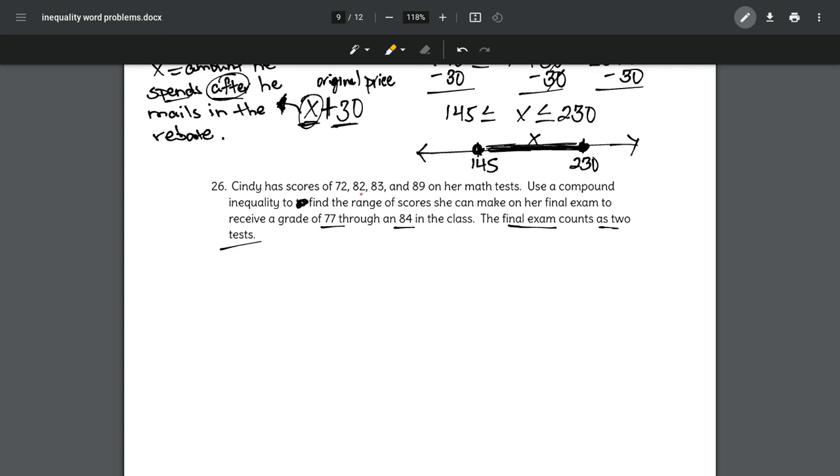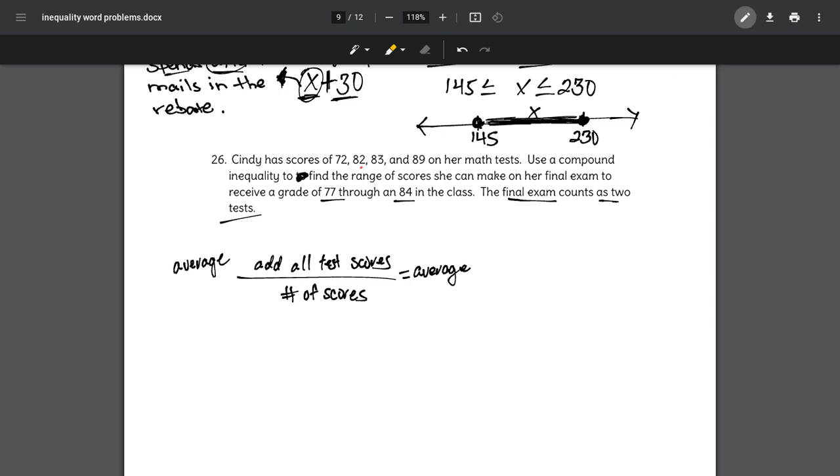It says the final exam counts as two tests, okay? So remember, to find the average, we add all the scores and divide by the number of scores. And it gives us our average. So we're going to make use of that.